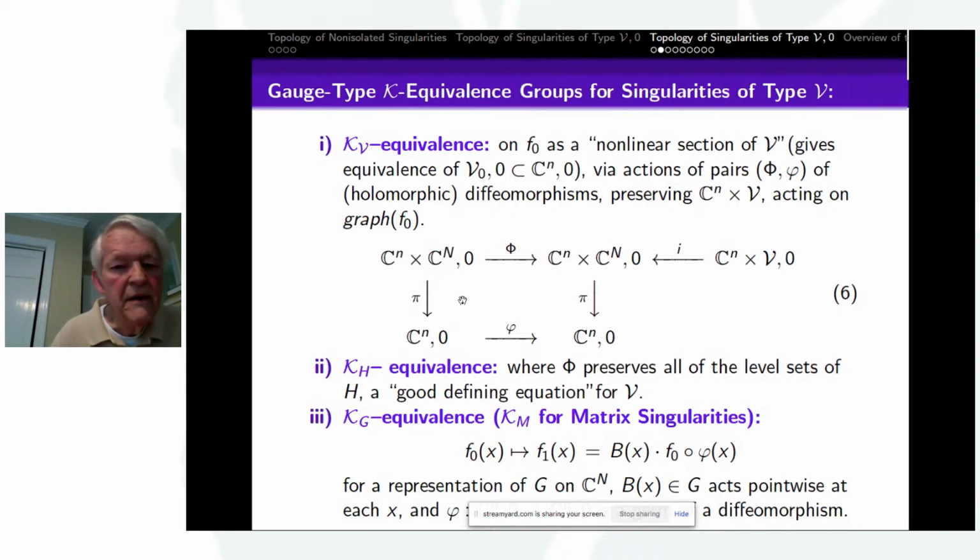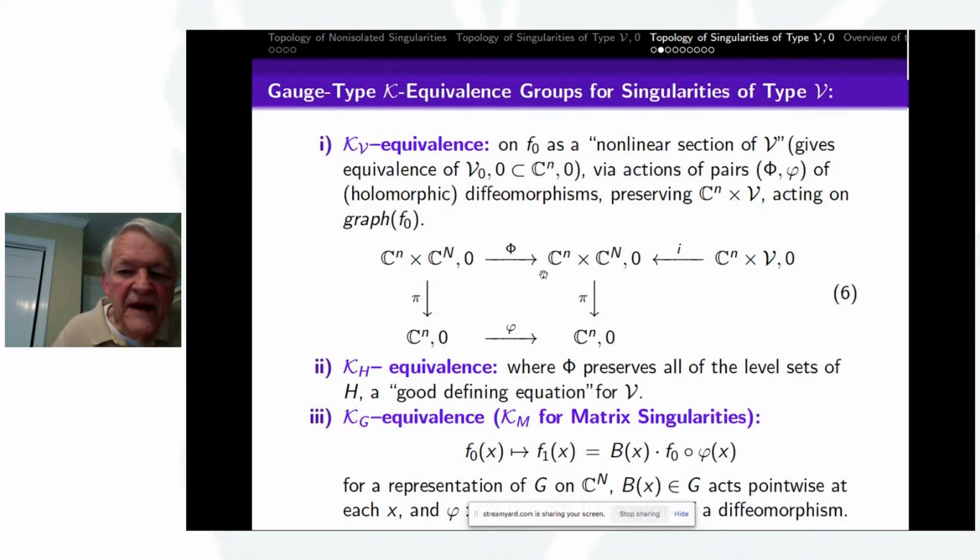So what we have here, K equivalence in this diagram would normally be given by a phi, which acts fiber-wise on C^n, and lies over this local diffeomorphism on C^p. And for K equivalence, you only have to preserve in each fiber the origin. Well, K_V equivalence preserves not just the origin, but V in each of these fibers. So this gives a group which turns out to have properties in some respects comparable to the kind of properties we have for K.